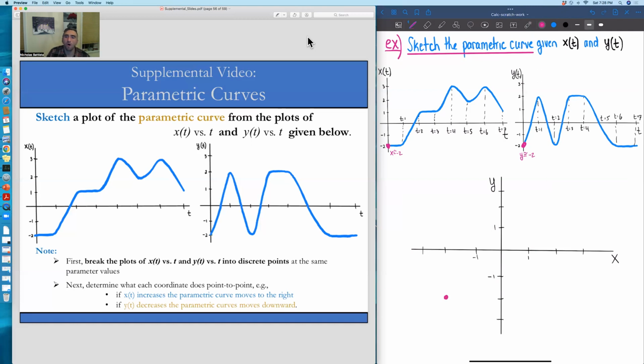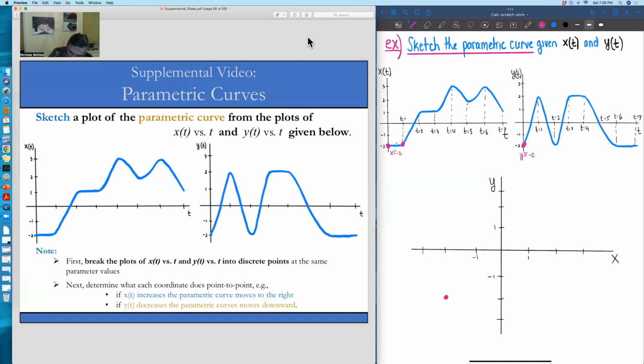And we can do this for all the points that we've marked off at all these same t values. The t values don't have to be 1, 2, 3, 4, etc. We just have to make sure that we're grabbing the same x value and y value at the same t values. So let's go ahead and do this for some other points.